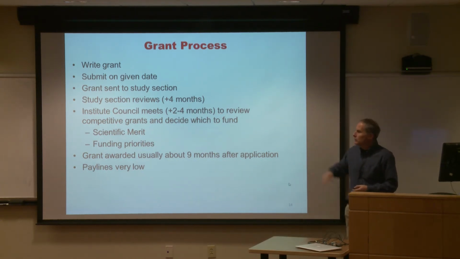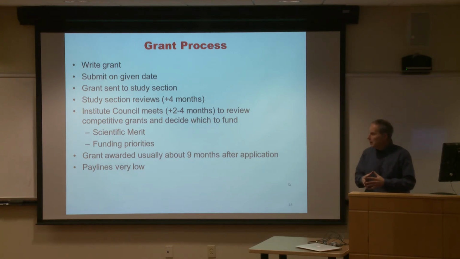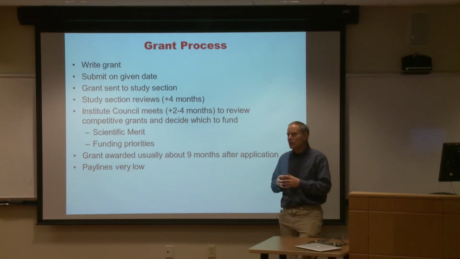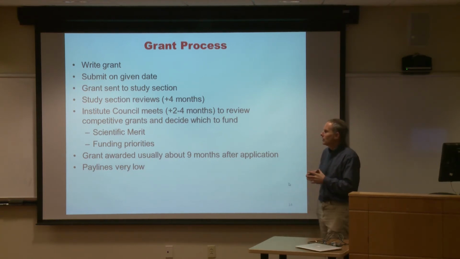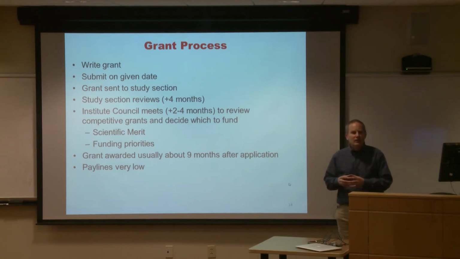The grant is then usually awarded about 9 months after you apply, and the pay lines are very low, meaning that it's very hard to get these things. So generally only about 10% or so of grants that are submitted actually get funded, and then you can reapply, and a lot of times you have to apply twice. And I know people who write a grant every month, and they might get 1.